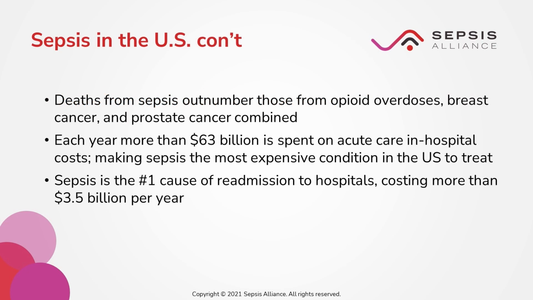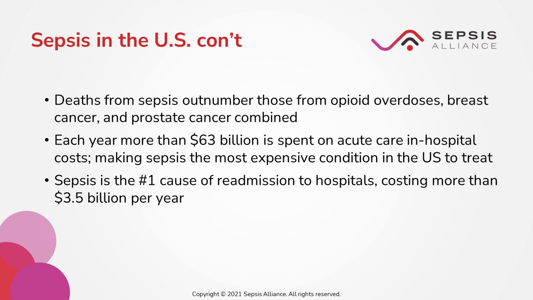So a few more sobering statistics and facts. Deaths from sepsis outnumber a combination of deaths from opioid overdoses, breast cancer, and prostate cancer. Now, if you think about the news that we're hearing these days about the opioid crisis that we're having, and it's horrendous, there's way too many people dying from opioid overdoses, and they're getting all that news. I don't begrudge it. It's very important. But if you think that sepsis is killing that many more people, and we're not getting the news, we're not known. Sepsis is not known.